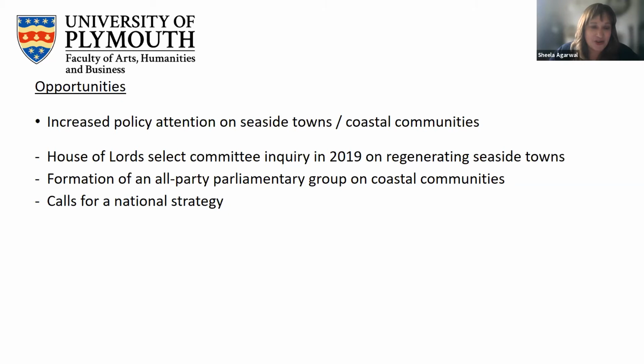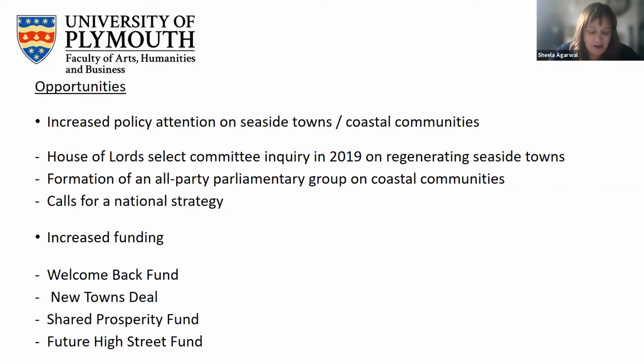A key question around institutional capacity, institutional thickness. You know, there's lots of issues around cross-departmental cooperation. I won't dwell on those today. The other opportunity, which Steve's also mentioned, was increased funding as well. We all know that seaside towns have benefited, or some of them have benefited from the Coastal Communities Fund.